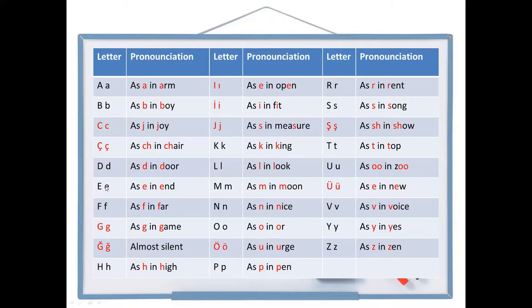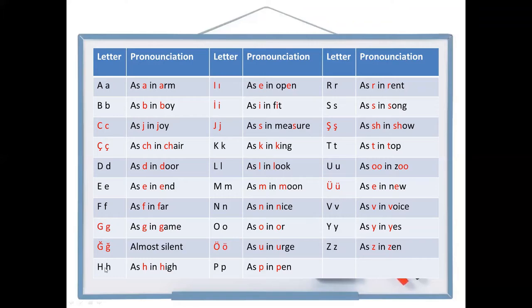And the next one is F, as in far. And the next one is not G, it is G, as in game. And the next one is the brother of G. We call it soft G, yumuşak G. It's the letter which is almost silent, almost voiceless. I am going to give more examples about this in the following slide so you can understand better.